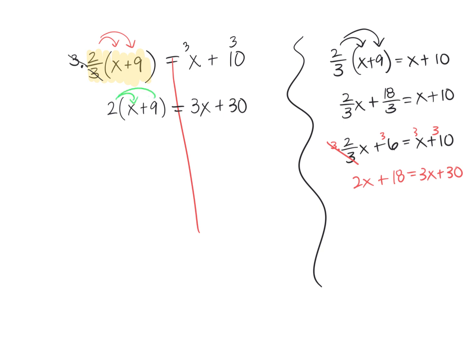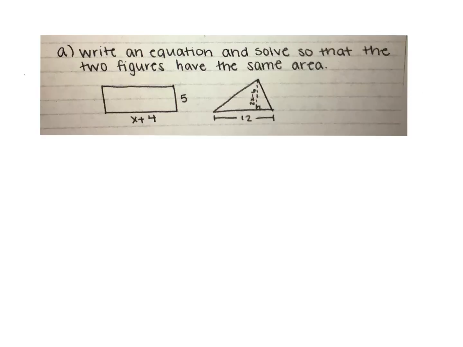If I distribute, I get 2x plus 18 equals 3x plus 30. So if you look at this, I ended up with the same thing. If you look here and here, I just got to it 2 different ways. So you can decide which way you like best. And then from here, you would be able to solve it. I'm not going to solve it the rest of the way. I just wanted to point out 2 ways to do that if you had a fraction out front.